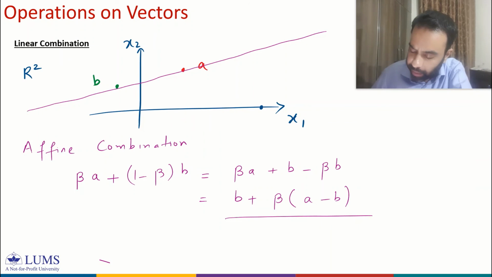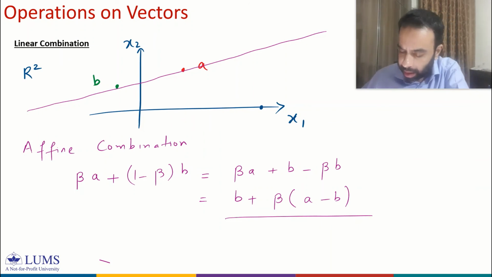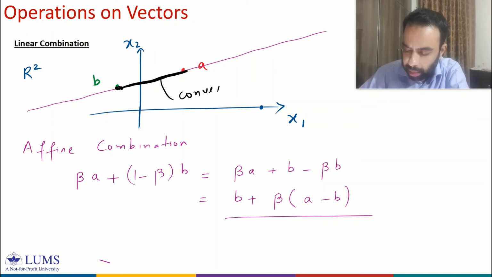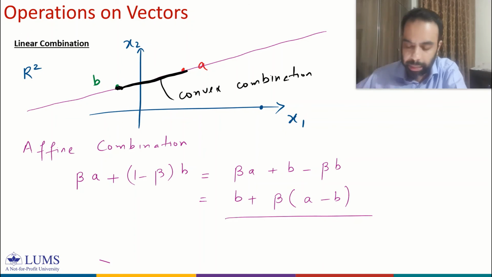And we can also talk about convex combination. In a convex combination, we restrict beta to be between 0 and 1. When you restrict beta to be between 0 and 1, a convex combination would consist of only points that are between B and A. So all of these points are between B and A. So this is a convex combination of vectors a and b. And in fact, every point of this line represents a vector in R2.